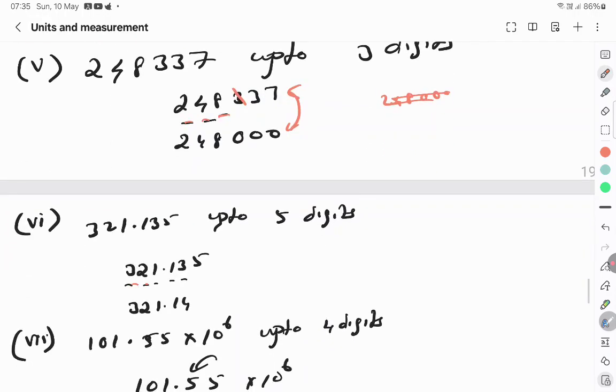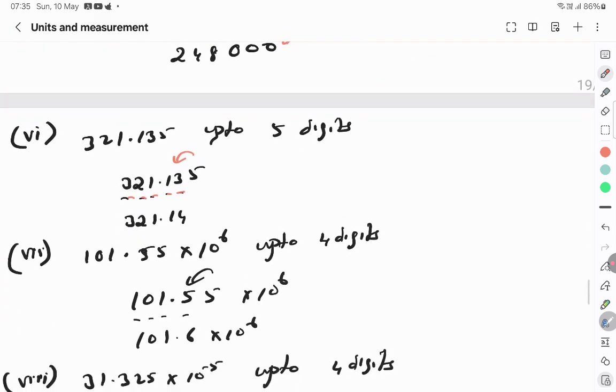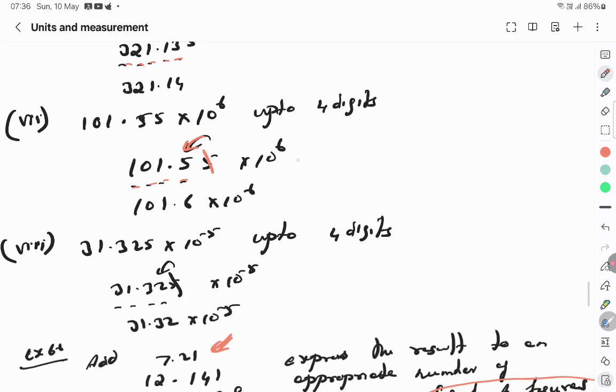Rounding off up to 5 digits. The number that's getting dropped is 5. The previous number is an odd number, so increase it by 1. So rounding off up to 4 digits. The number that is getting dropped is 5. The previous number is an odd number, so increase it by 1. The 10 to the power can be ignored, no problem. Okay, rounding off up to 4 digits.